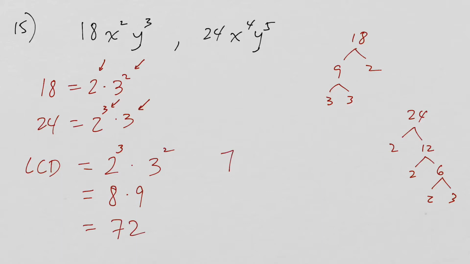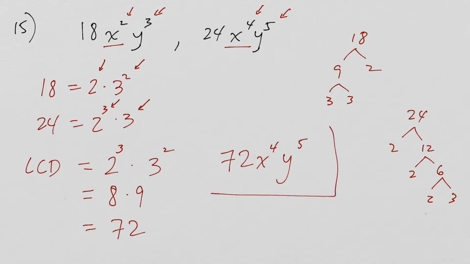And then when I'm finding my variable part, I use the same logic. I look at this and this. 4 is greater than 2. So I know I have to have x to the 4th power. Between 3 and 5, 5 is greater than 3. So I know I need to have y to the 5th power. So this is the LCD between those two items.